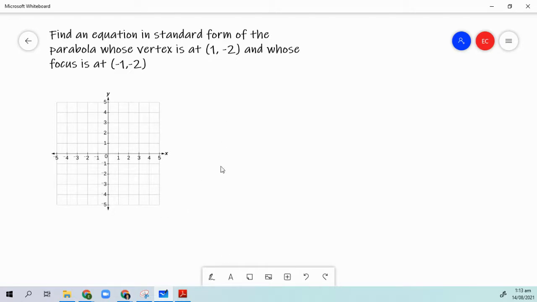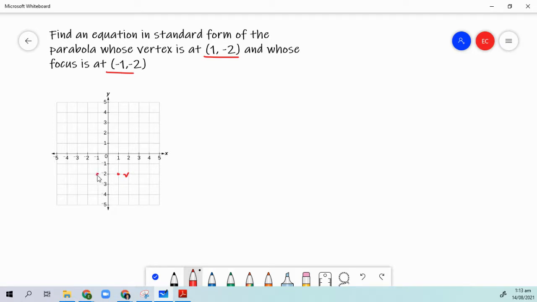Since we have the given vertex at (1, -2) and focus at (-1, -2), we plot those in the Cartesian plane. So we have the vertex (1, -2) here and the focus at (-1, -2), so right here. From these two given alone, we already know that this is a parabola whose vertex is not at the origin and also is a parabola that is facing to the left. So it would look something like this.